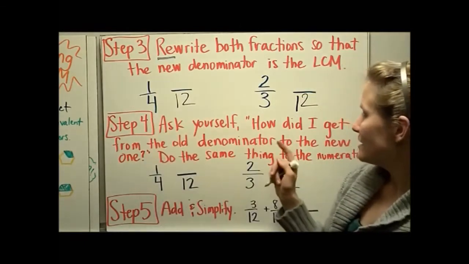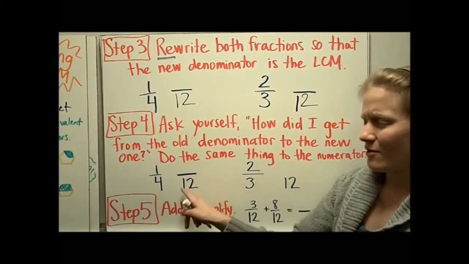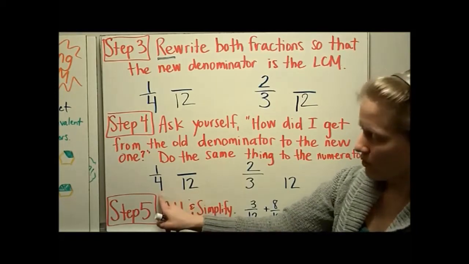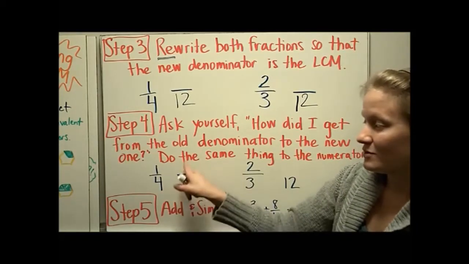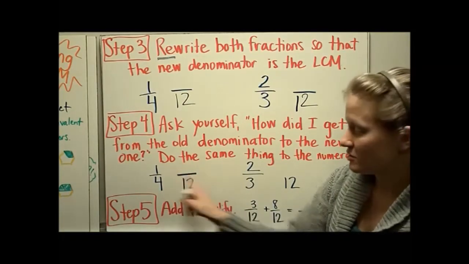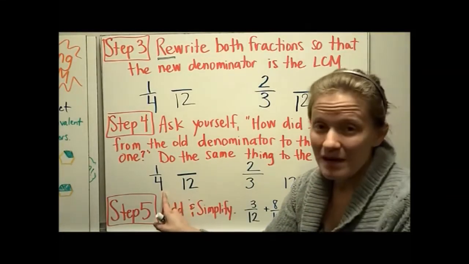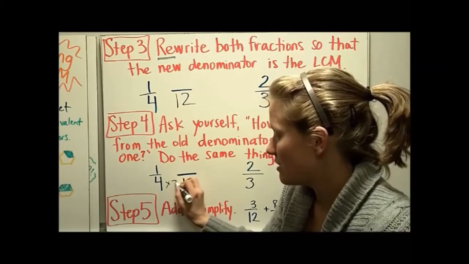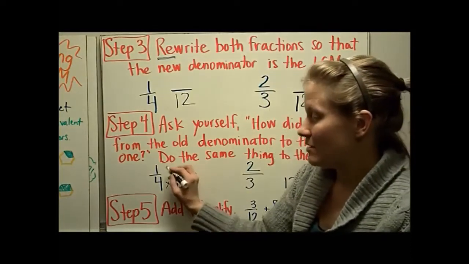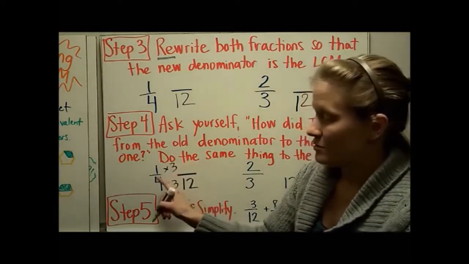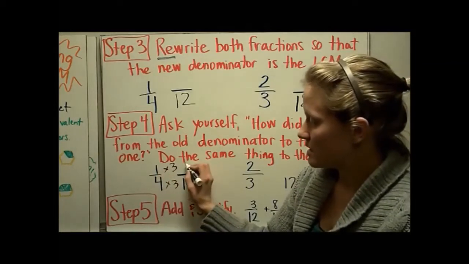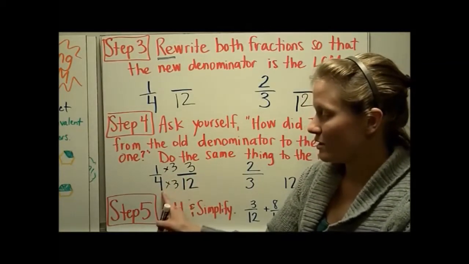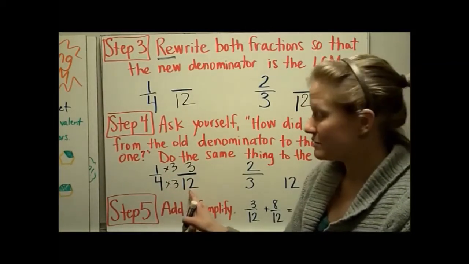Step 4, ask yourself, how did I get from the old denominator to the new one, and then do the same thing to the numerator. So let's do it with both of these fractions. How do I get from 4 to 12? Well, I'm going to multiply by 3 here, and I need to do the same thing to the top, to the numerator. So 1 times 3 is 3. So 1/4 is equivalent to 3/12.